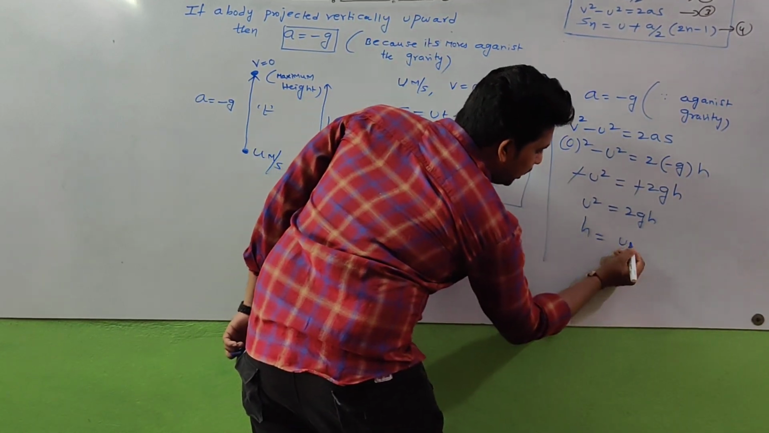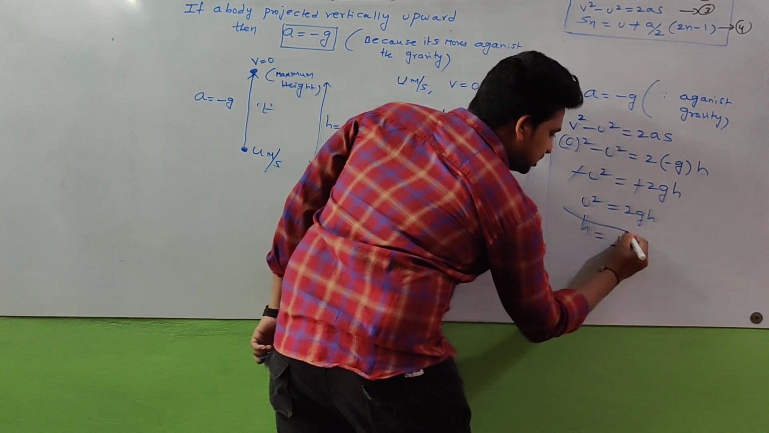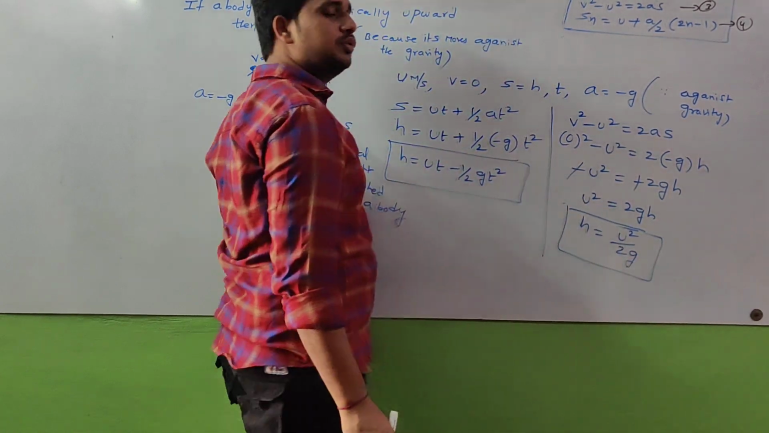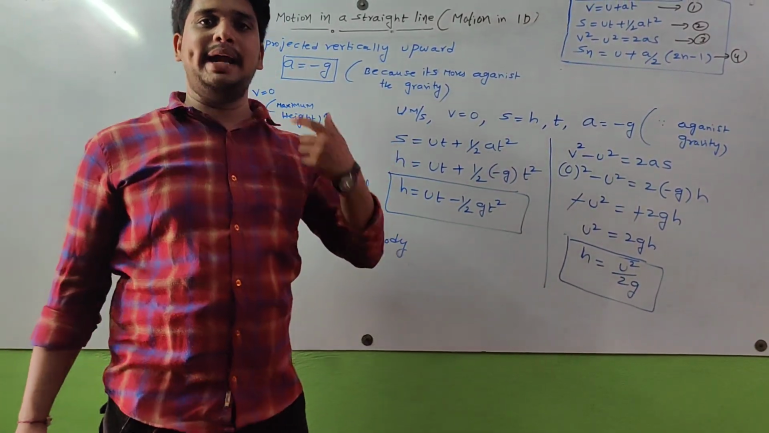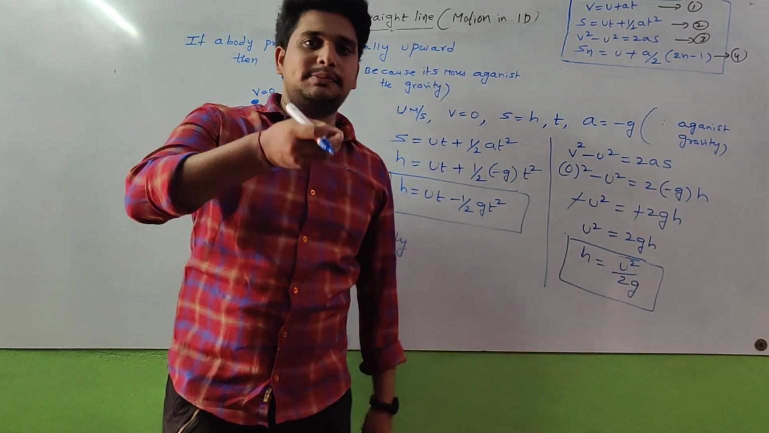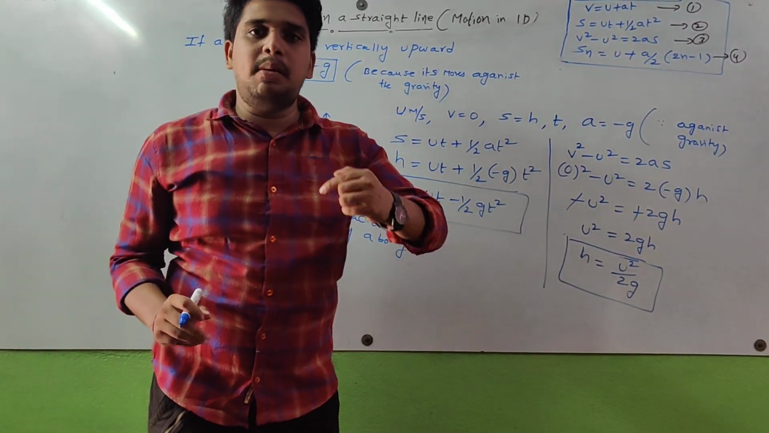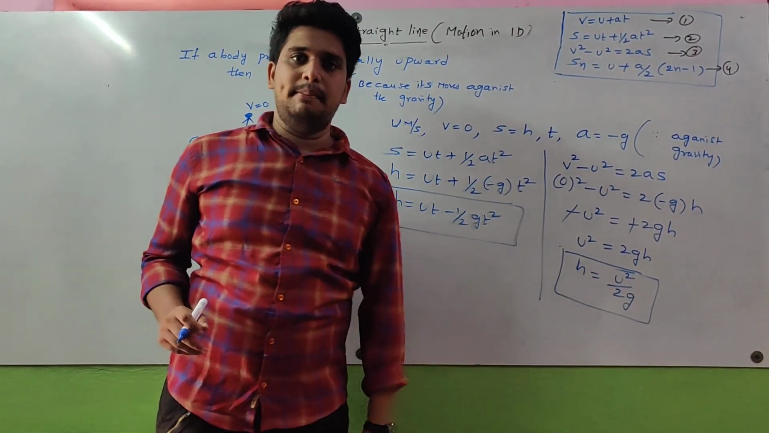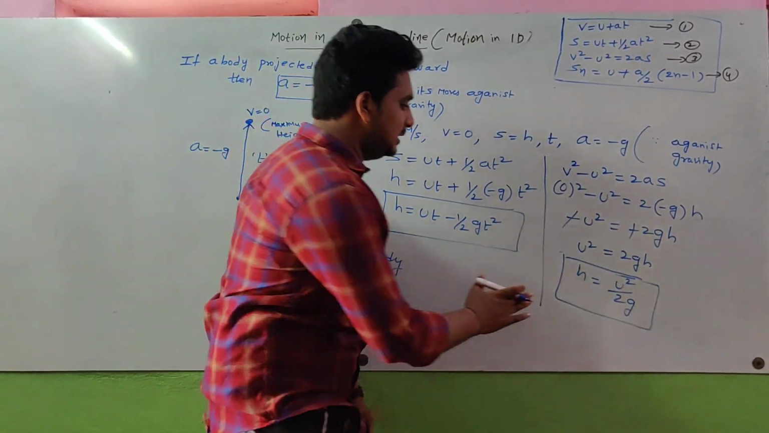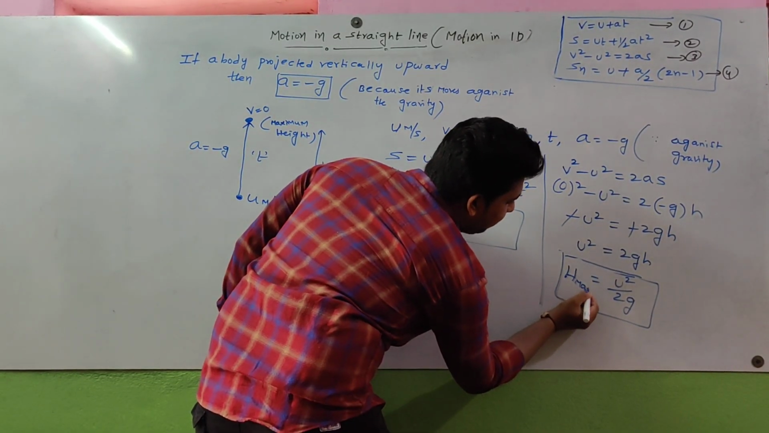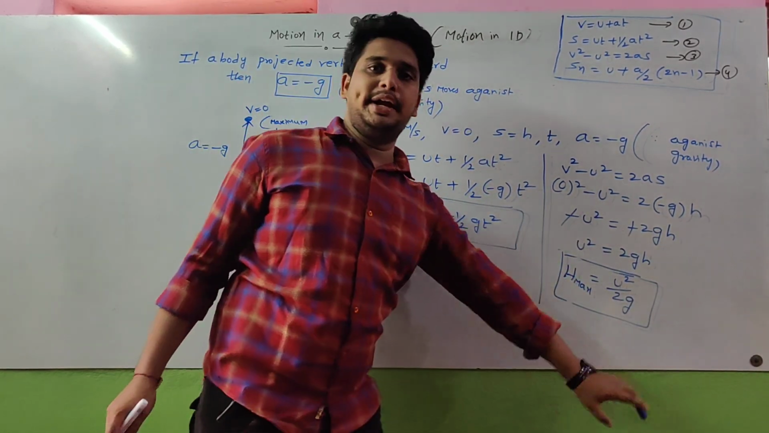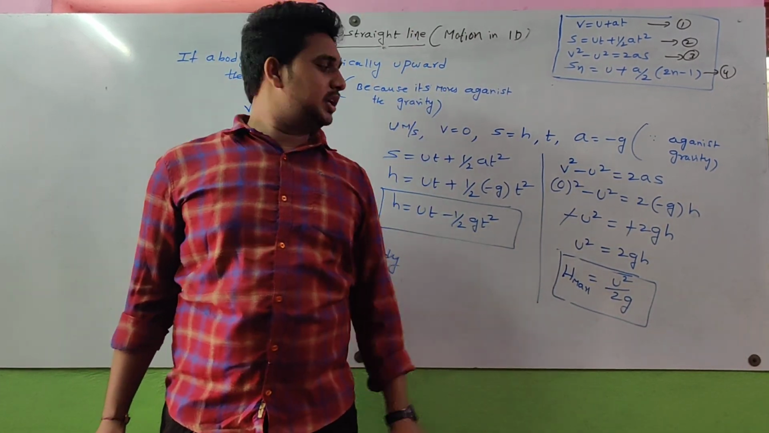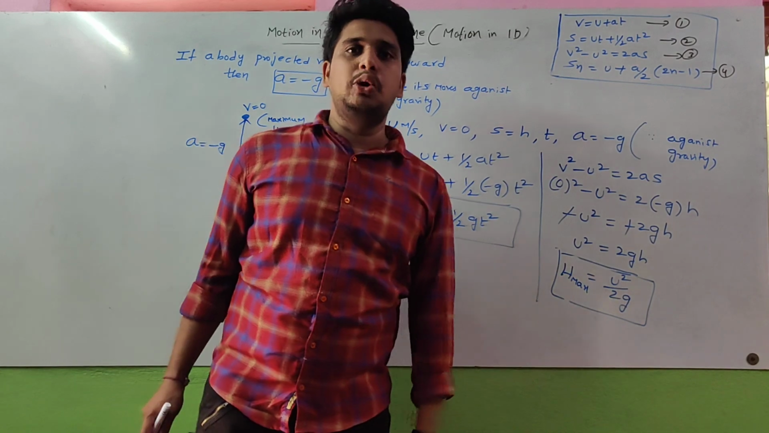Then h is equal to u square by 2g. This is very important. h is equal to u square by 2g. That means whenever one stone is projected vertically upward, the maximum height reached by body formula is h max is equal to u square by 2g. If initial velocity is given, it is easy to find maximum height reached by body.